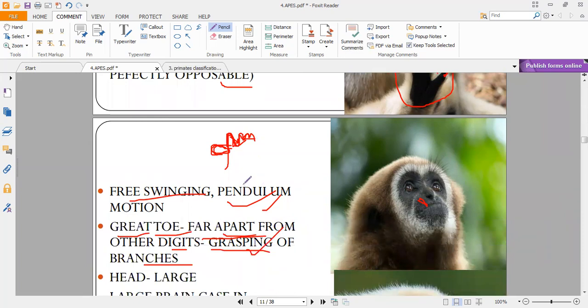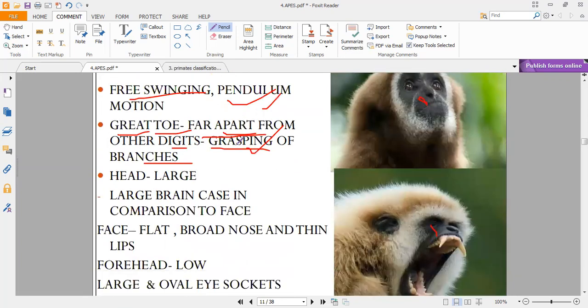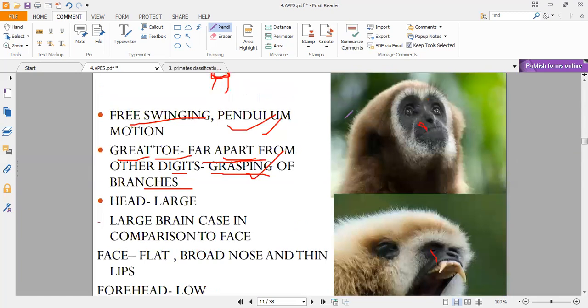We cannot use our feet to hold or grasp anything, but apes and monkeys can use their feet also to grasp the branches because the toe is far apart from the other fingers. If you talk about their head, it is large compared to their body size, but the facial part is small. They have a very large brain case, and compared to it the face is small, and the face is almost flat.